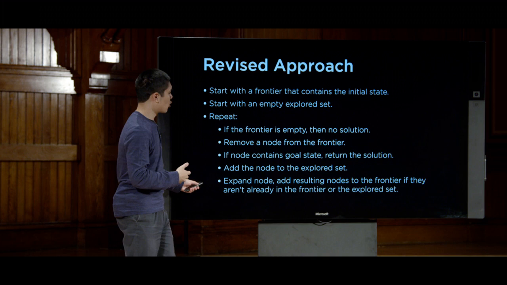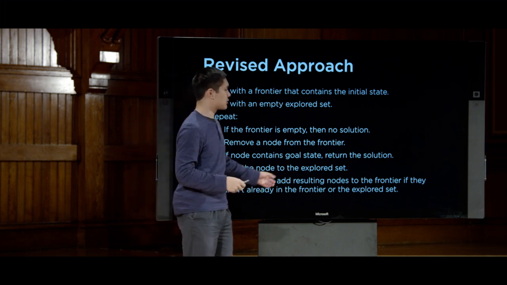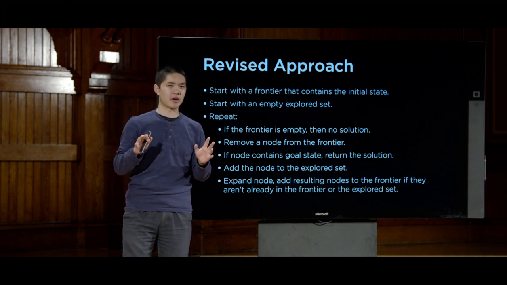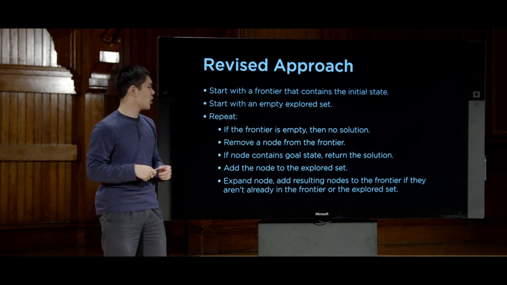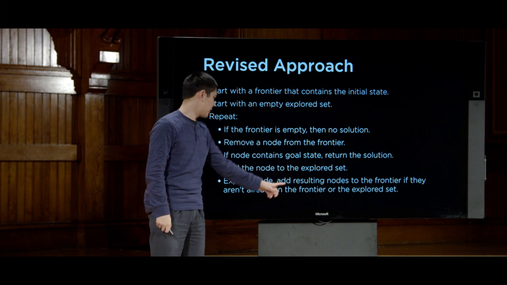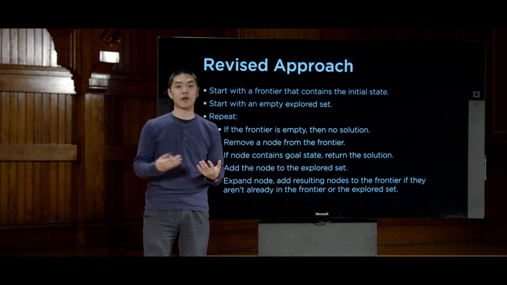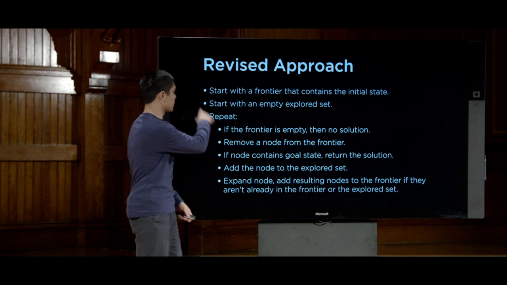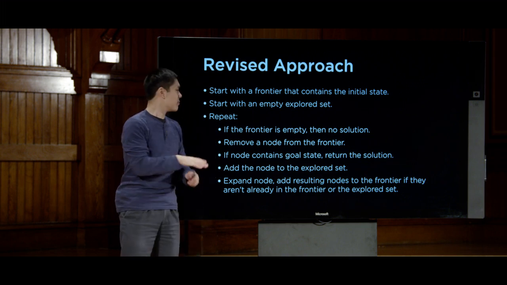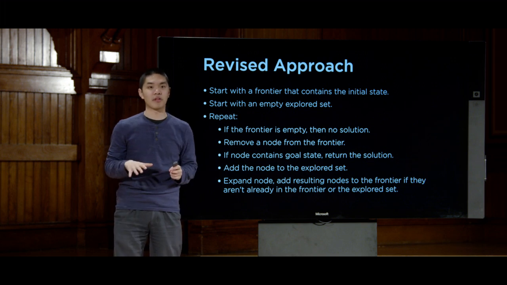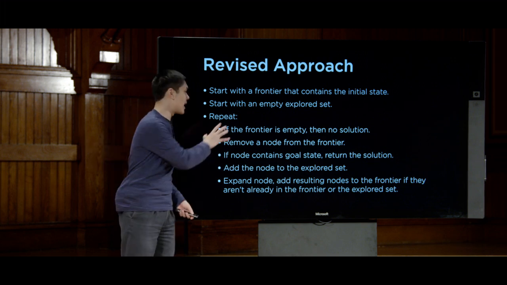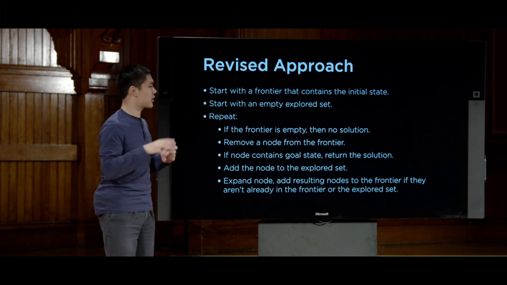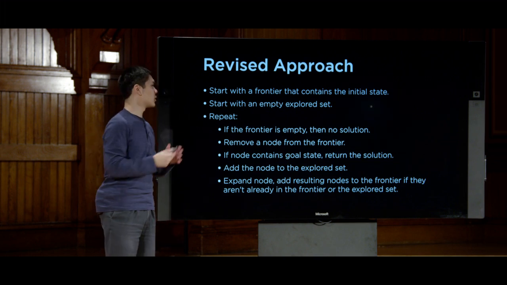And then the final step, we expand the node, and we add the resulting nodes to the frontier. But before we just always added the resulting nodes to the frontier, we're going to be a little cleverer about it this time. We're only going to add the nodes to the frontier if they aren't already in the frontier, and if they aren't already in the explored set. So we'll check both the frontier and the explored set, make sure that the node isn't already in one of those two, and so long as it isn't, then we'll go ahead and add it to the frontier, but not otherwise. And so that revised approach is ultimately what's going to help make sure that we don't go back and forth between two nodes.